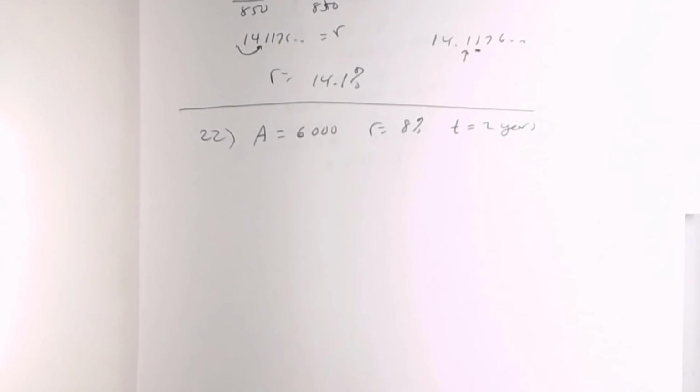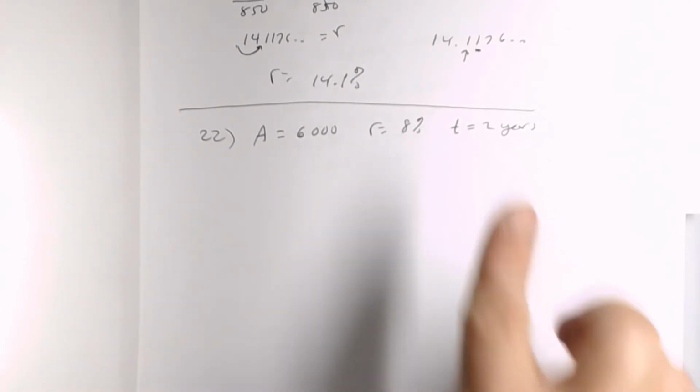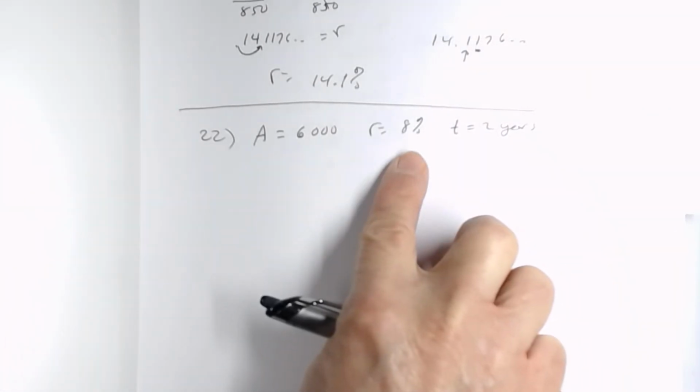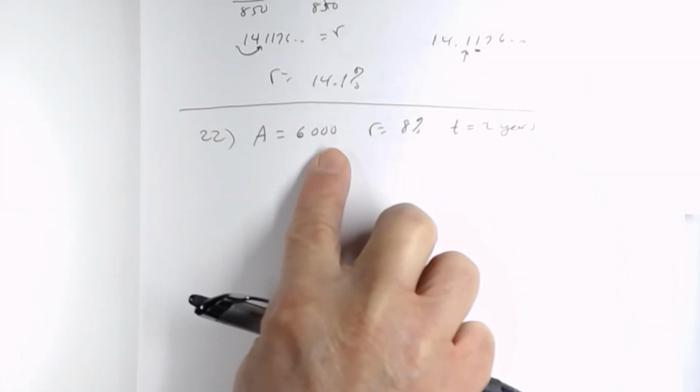Okay? So you're told that the future value is $6,000, the rate is 8%, and the time is 2 years. And the question is, what is the present value? What is the principal? What amount did you borrow so that in 2 years, at that interest rate, you owe $6,000 altogether? That's the question.